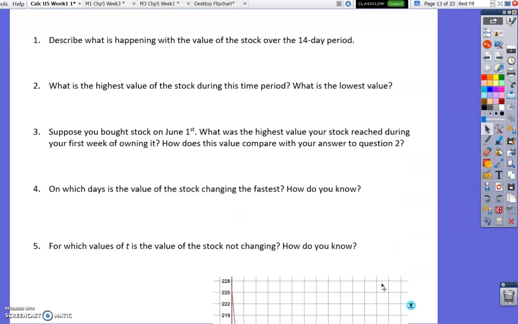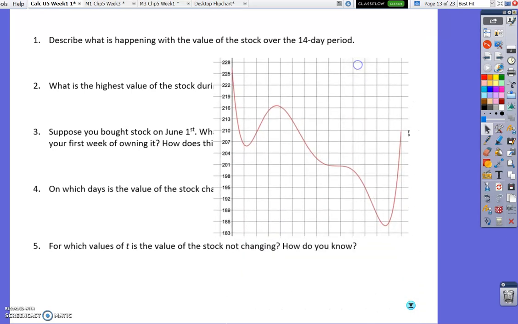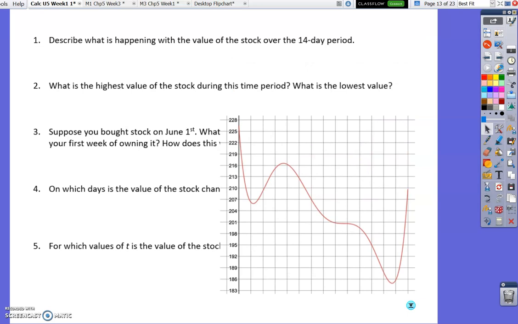So then it wants to know what's happening over the 14-day period. This is a graph of 14 days. So day 1, day 2, day 3, day 4, all the way up to day 14. So what's happening? Well, I would say it's changing a lot. It goes up and down. You've got some peaks and some valleys, and this is strange what's happening here, where it's kind of holding steady for a little bit, but then dipping again.